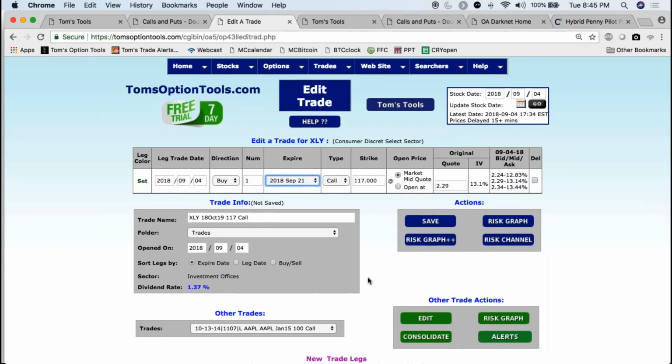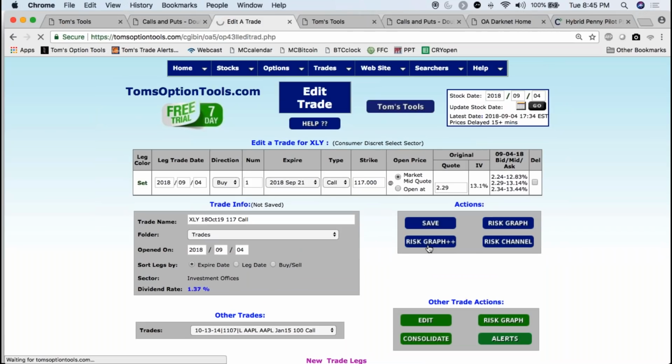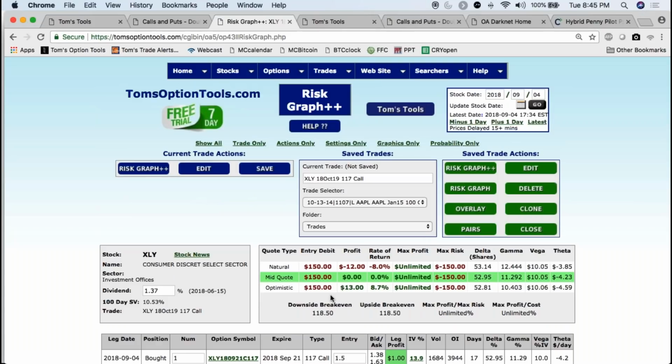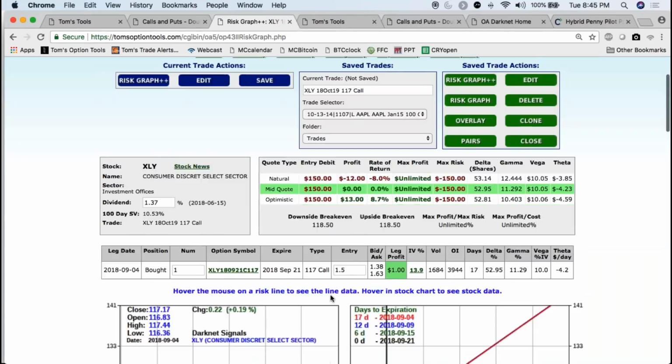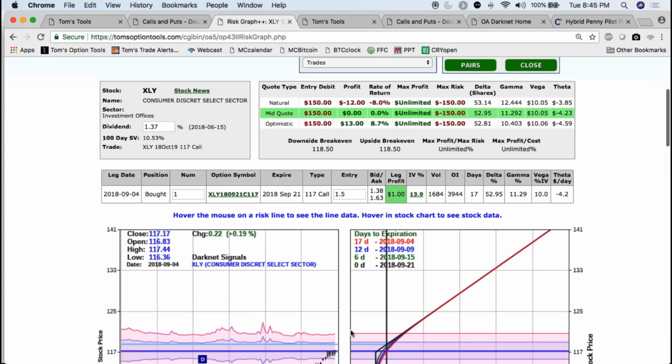So I want to take a shorter term approach to this. If I do that and I click on risk graph, now we're going to look at the risk graph for the September options. Now the quote on that, the price on that's going to be less. Now it's not $2.29, it's $1.50. $1.50 or $150 for that option contract. Okay, so I look at that, and that gives me an idea what the cost is going to be.